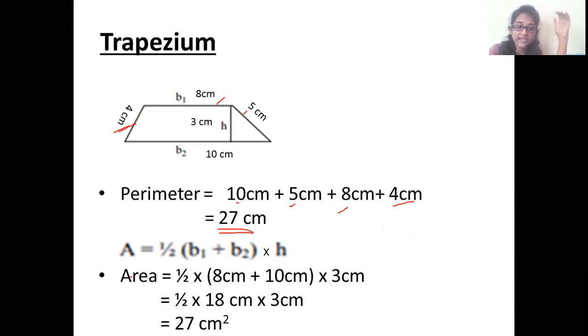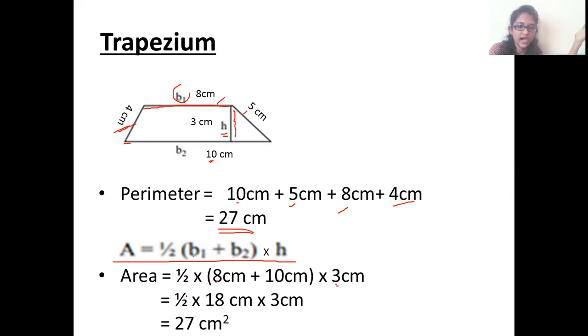But to find the area of the trapezium, we follow the formula: half into b1 plus b2. b1 is this length, denoted by b1, which is 8 here, and b2 means this length, denoted by b2, which is 10 here. And then we have to multiply by the height.